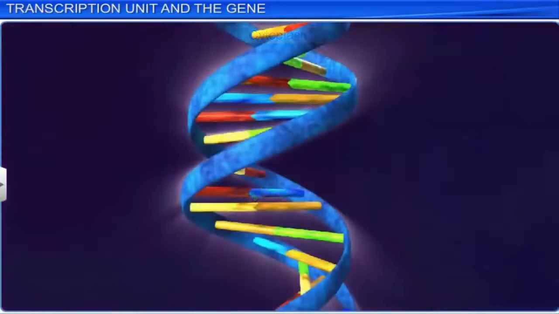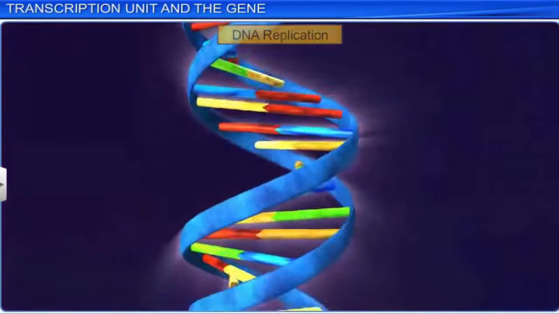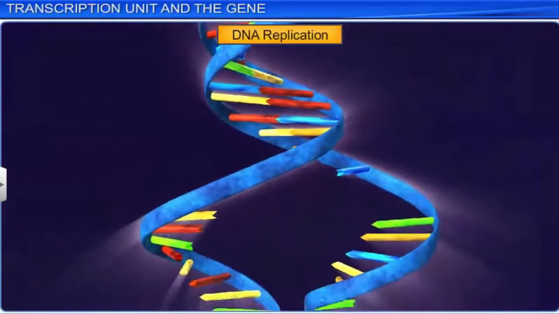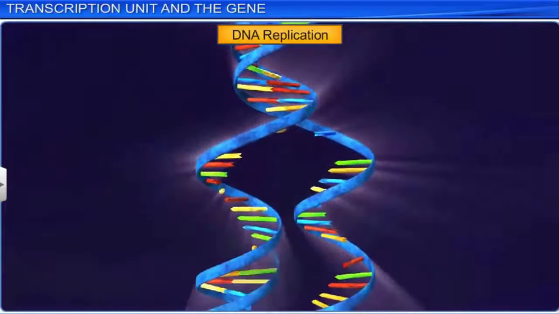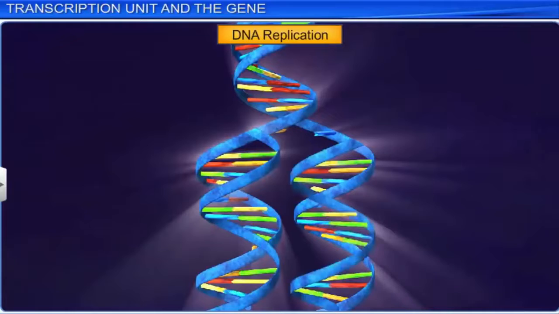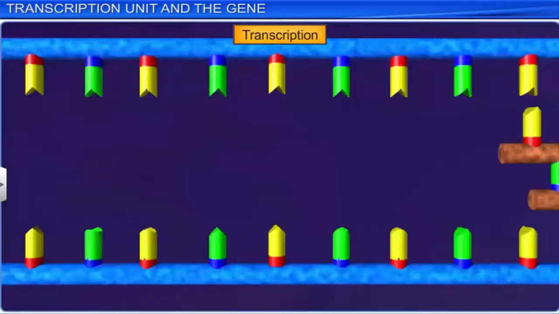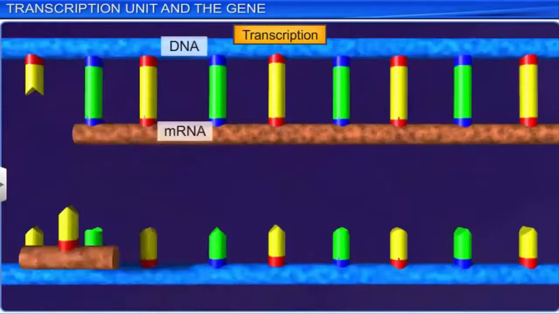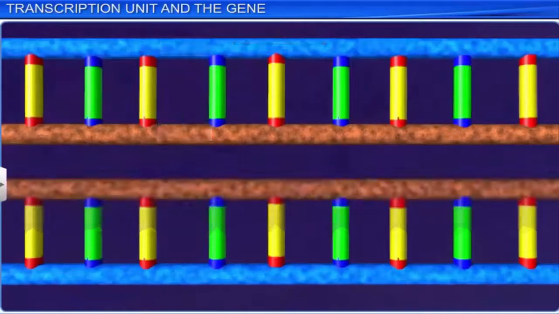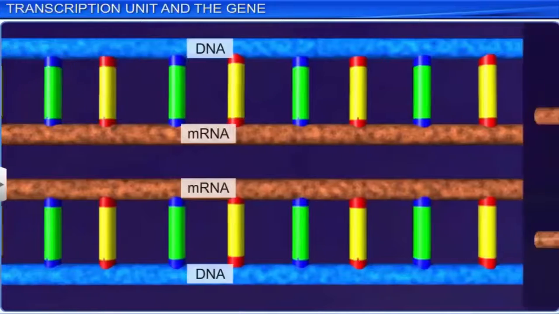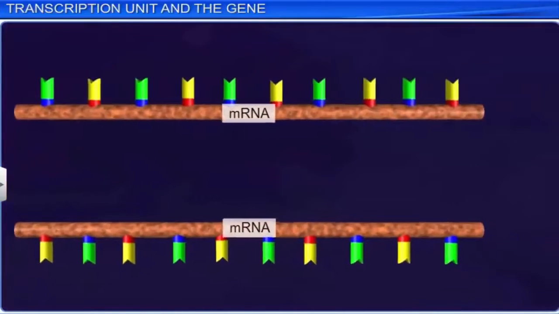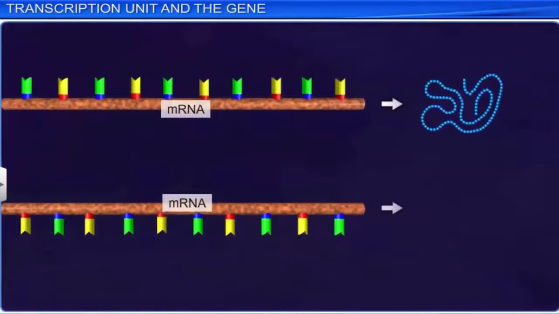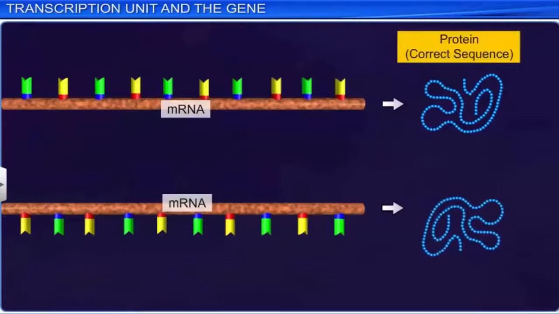The transcription process is different from DNA replication. In replication, the total DNA of an organism gets duplicated, while in transcription, only one DNA strand gets copied into RNA. In case both DNA strands act as templates in transcription, two types of proteins will be produced. One with the correct sequence and the other with the reverse sequence of amino acids.